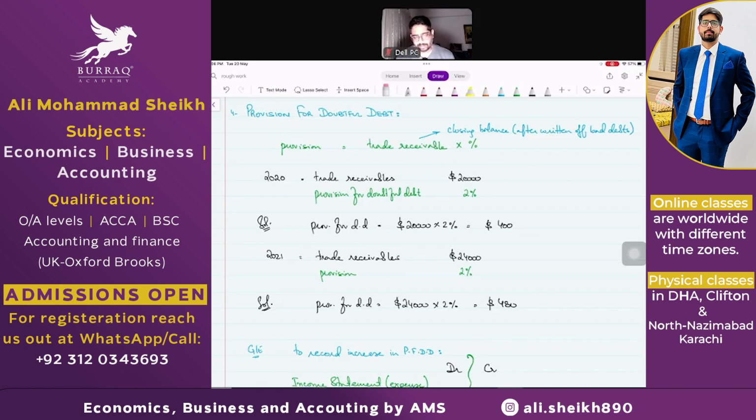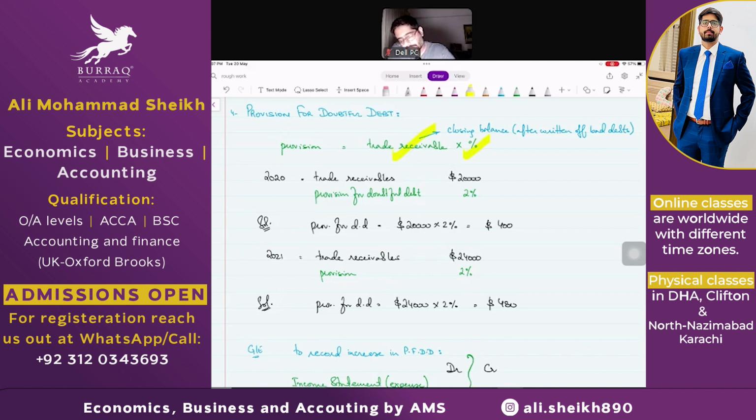So let's take an example. Provision is charged on the closing balance of trade receivables, and a certain percentage is applied to the trade receivables. That is again management's perception of how much percentage they want to charge. There is no hard and fast rule. Sometimes management charges 2%, 3%, 5%. It's on their own wish. So after writing off bad debts, the closing balance, the balance c/d of trade receivables, will be multiplied by the percentage to charge provision for doubtful debt.